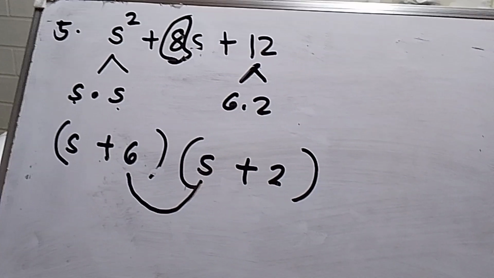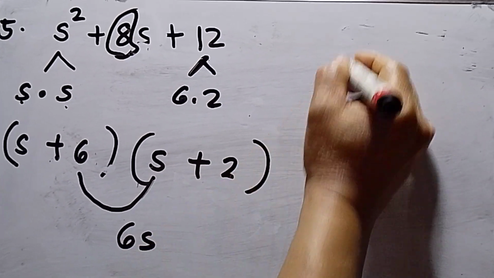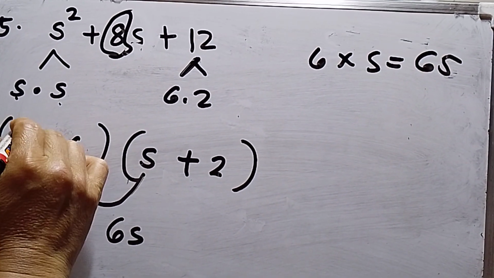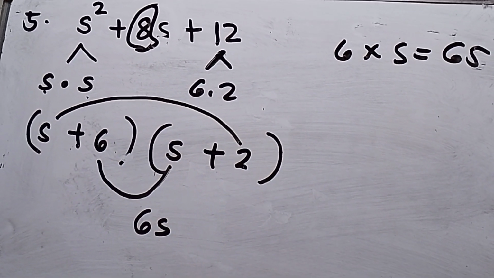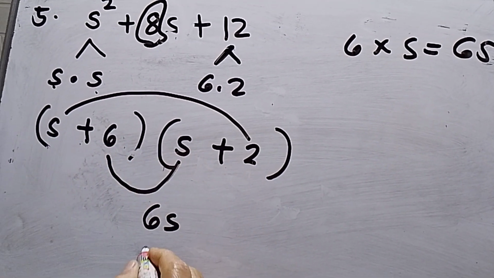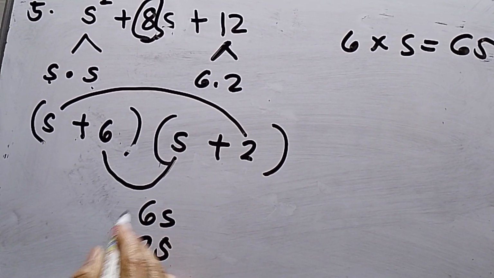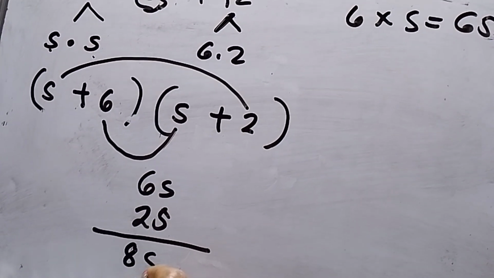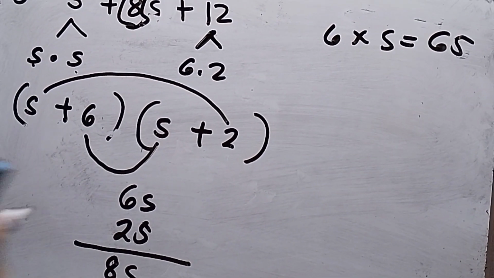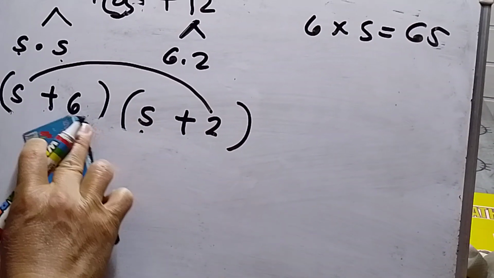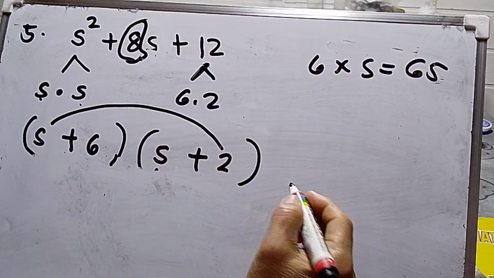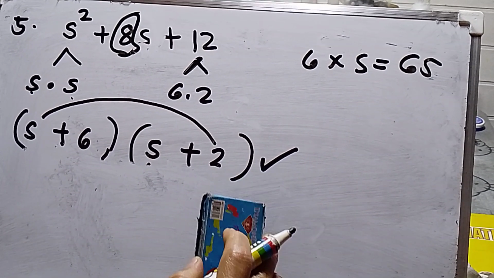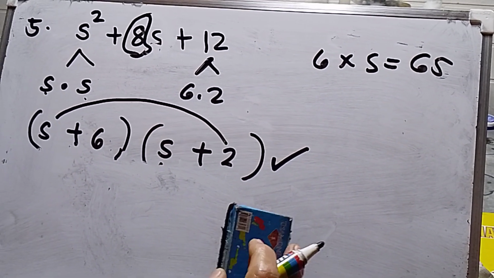Multiply this one, 6s, because 6 times s is equal to 6s. How about this one? So that will be 2 times s is 2s. Since positive sign also in here, so this will be 8s. So this is correct. So meaning our factors are correct. So I have here s plus 6 times s plus 2. Correct. Now let's proceed to number 7.